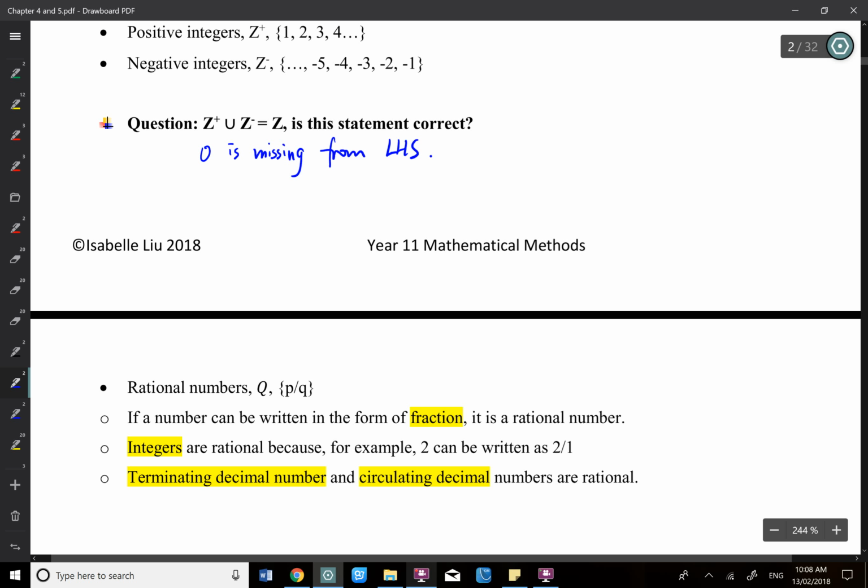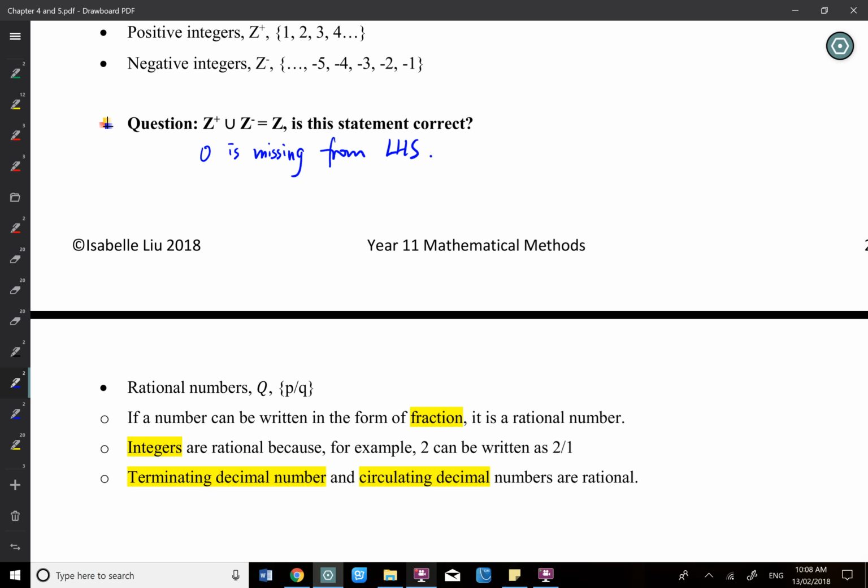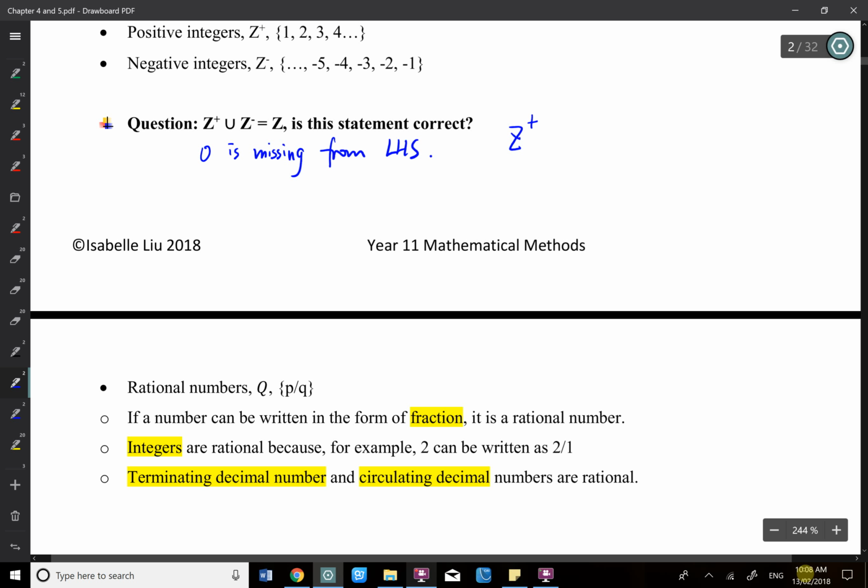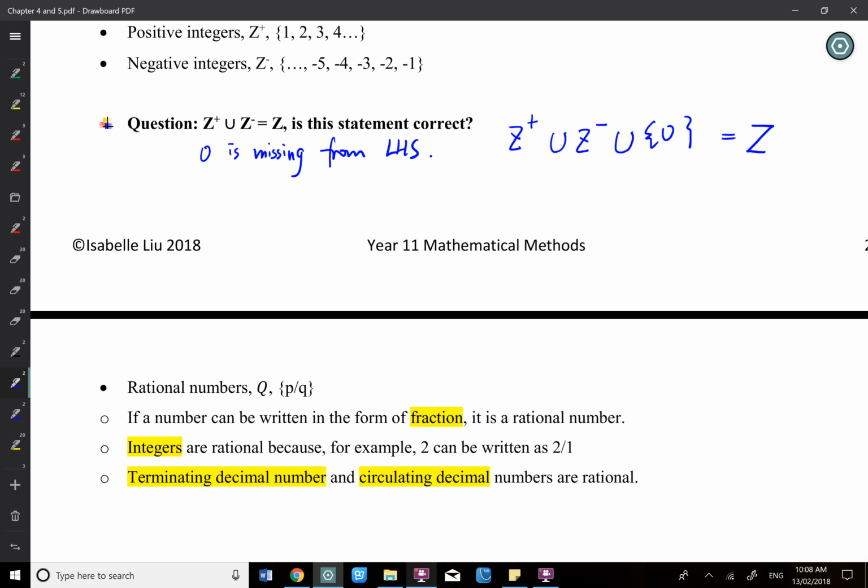So I don't have 0. Z plus does not include 0, and Z minus does not include 0. So 0 is not a positive number or a negative number, so it's not included in either of these sets. So it's not equivalent. We will say Z plus union Z minus union another set, which is the set containing 0. That will give me the whole set of Z. We're missing 0, so we need to union something, but what we union needs to be a set. So 0 needs to be put in a set.